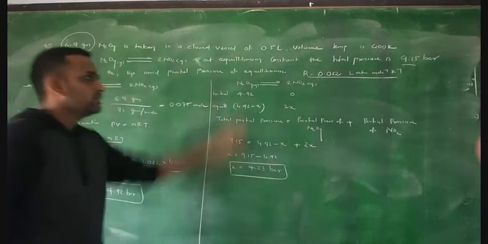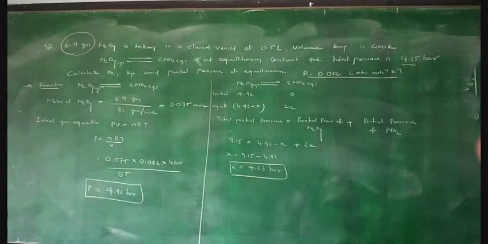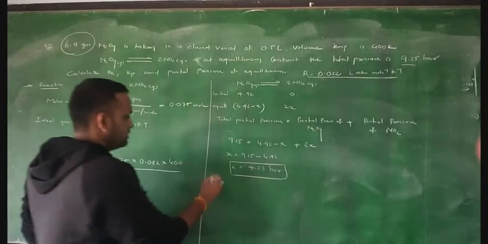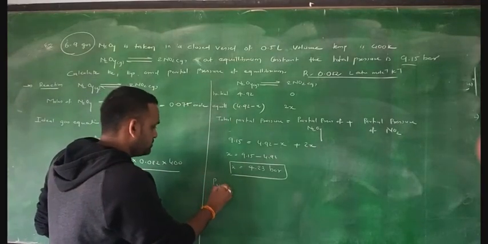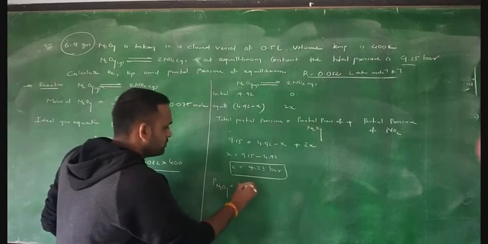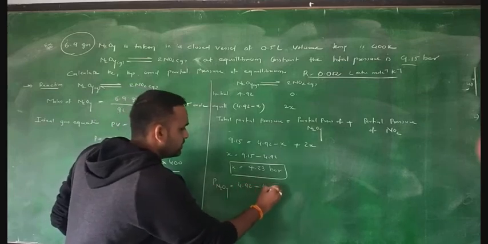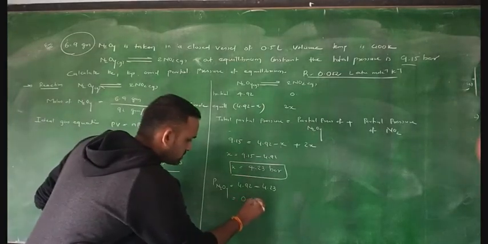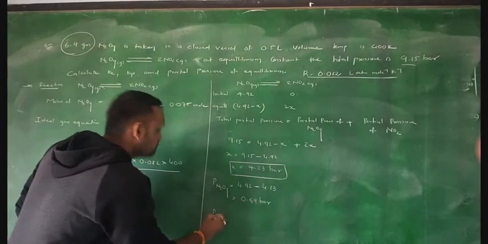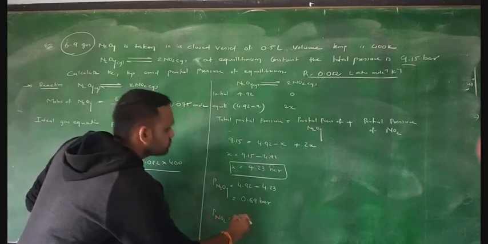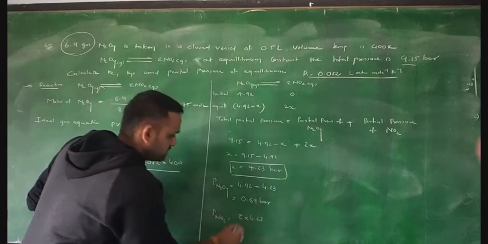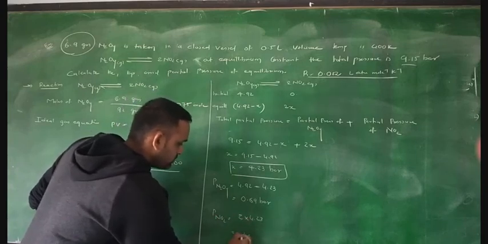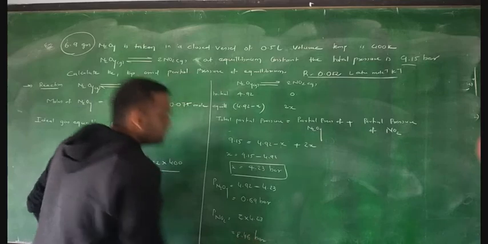Now you can get the partial pressures of PN2O4 and PNO2. Now it will be easy for you, right? How to find out? See, यहाँ पे P N2O4 that is equals to 4.92 minus x की value 4.23. So that is equals to 0.69 bar, or P NO2 that is equals to 2 into 4.23, so that is equals to 8.46 bar. Understand?